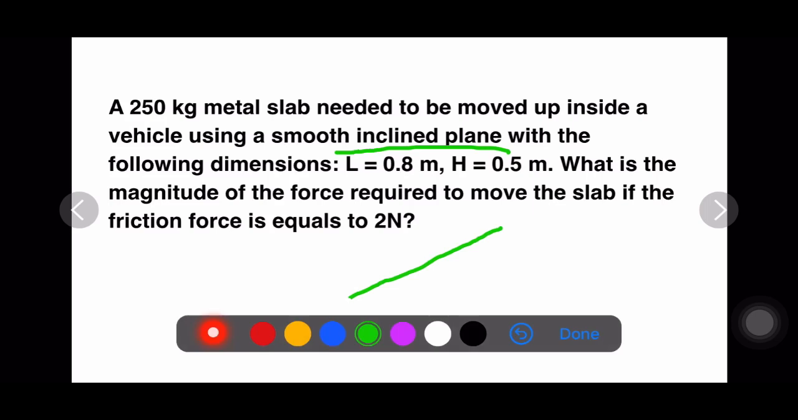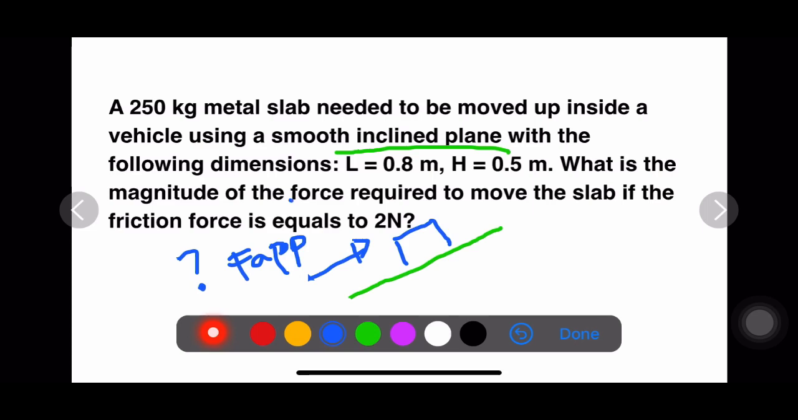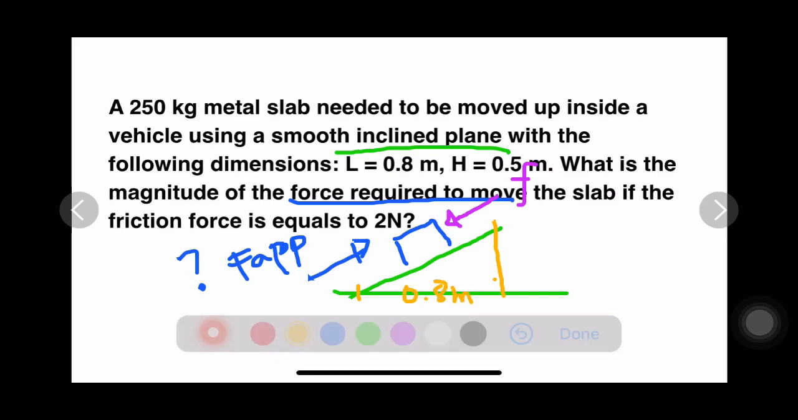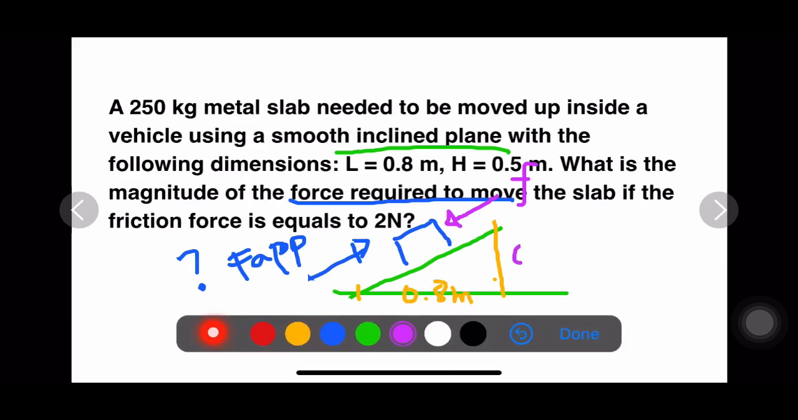So we have an inclined plane, right? We have a metal slab which is 250. There is a certain applied force that is unknown. So this is the unknown, the magnitude of the force required to move. While there is a certain unknown force, there's also the opposing force, which is the friction. The inclined plane has a length of 0.8 meters, while the height is 0.5 meters. The friction force, by the way, is 2 Newton. That's the friction force.